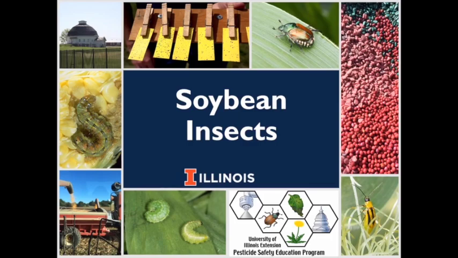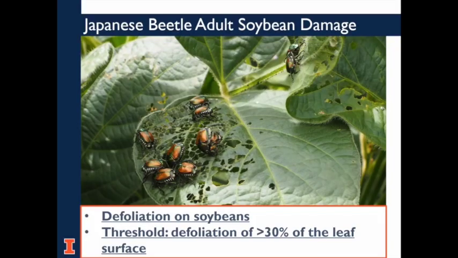Now we'll move on to soybean insects. Previously, we covered Japanese beetles in the corn insects video, but it's important to know that Japanese beetle adults can also cause significant defoliation in soybeans. If you find defoliation over 30% or more of the leaf surface, it's time to control for Japanese beetles.